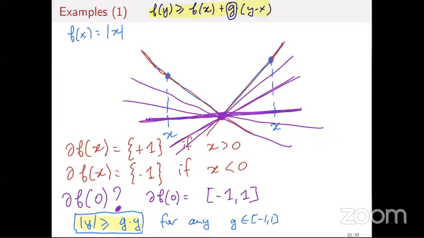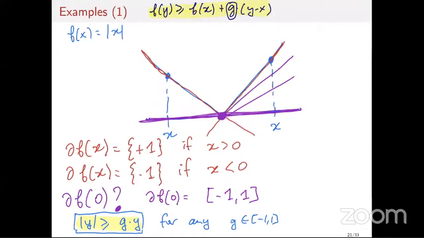Okay, so I hope that was clear. I drew a bit too many lines here. So I hope it was clear that the subdifferential of f at 0 in this case was the interval minus 1, 1. So these are the set of valid slopes that you can have.